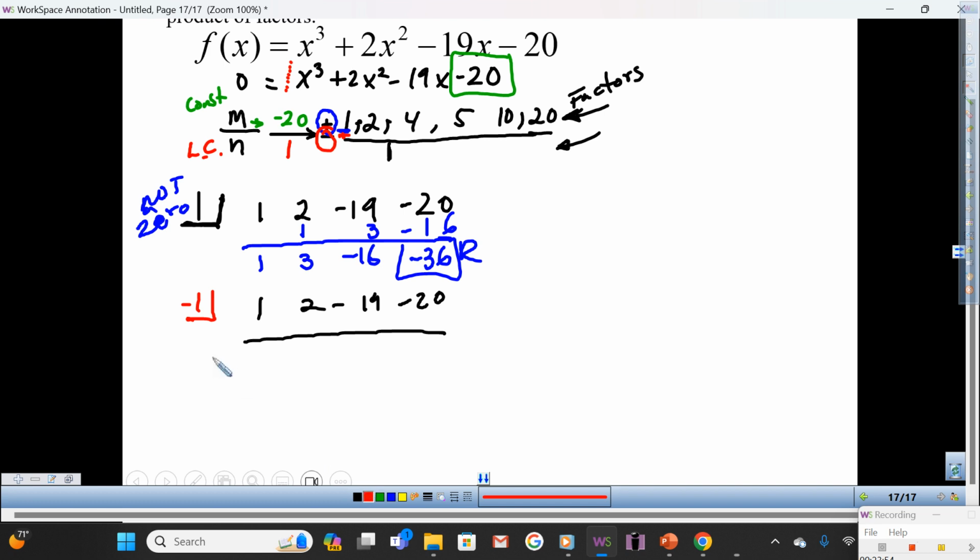Here we go. Bring down the 1. 1 times -1 is -1. Combine, that's 1. -1 times 1 is -1. Combine, that's -20. -1 times -20 is 20. Combine, that gives us what? Well, guess what? This is our 0. We found one.